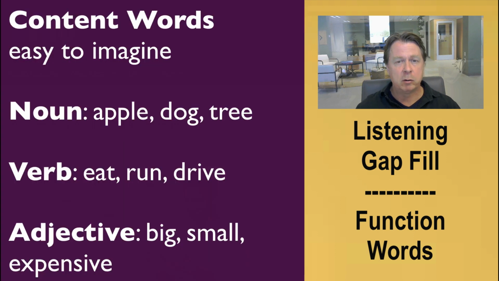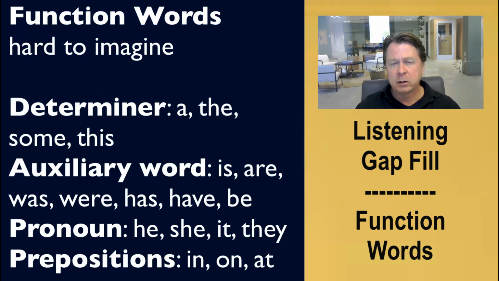So most students know about content words. These are usually nouns, verbs, adjectives, and content words are very easy to think about or imagine or see. For example, a noun: apple, or dog, or tree; a verb: eat, run, drive; an adjective: big, small, expensive. You can imagine what the word means. Function words often are harder to imagine.